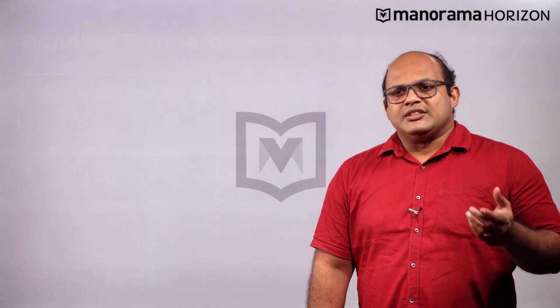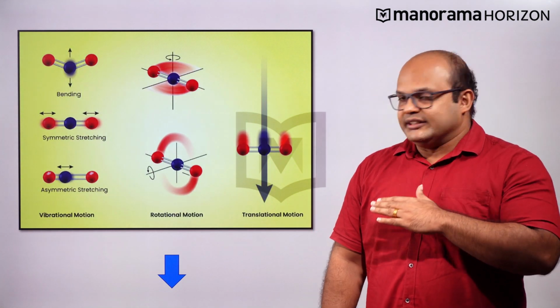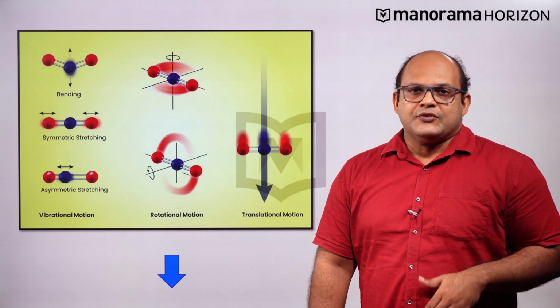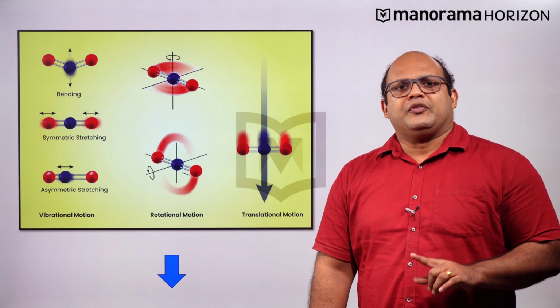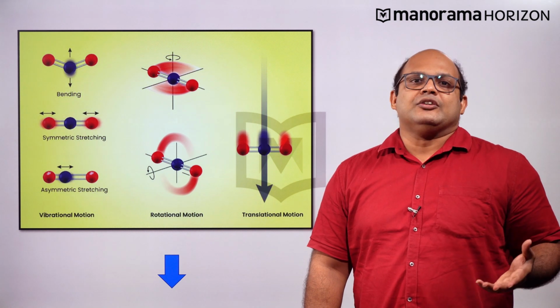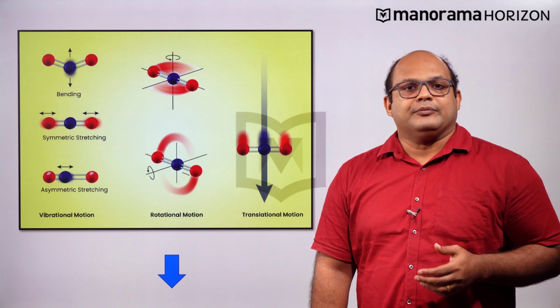Now, consider a system A which contains billions of particles. These particles have three kinds of kinetic energies due to their translational, rotational and vibrational motions. So more specifically, the temperature of a system can be defined as a measure of the average kinetic energy of the particles in a system.